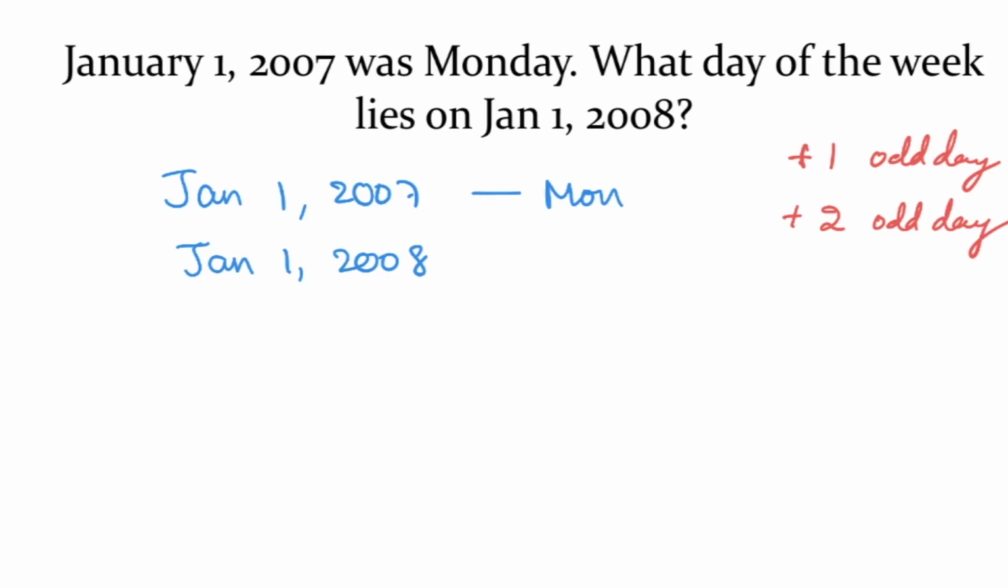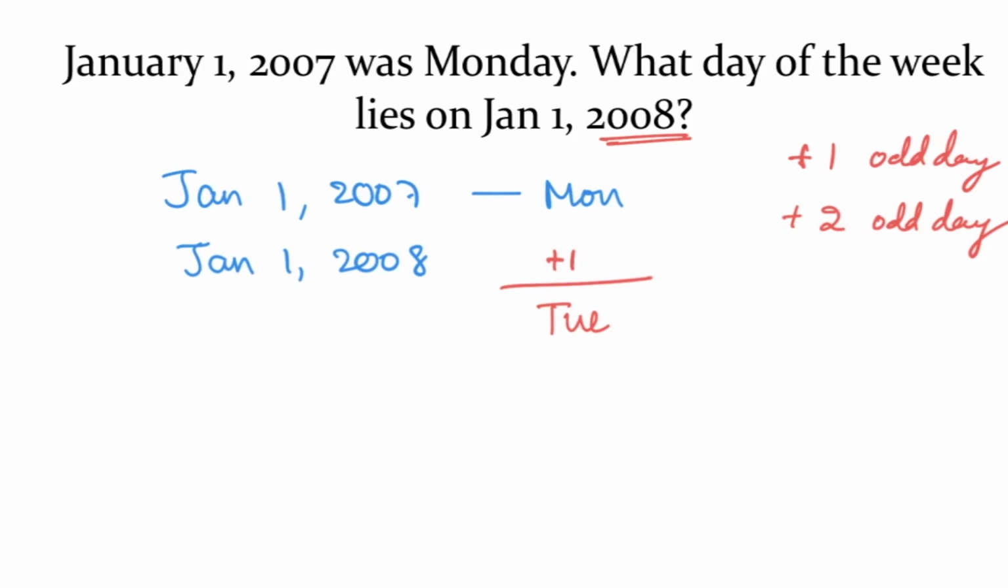Here, in between 2007 and 2008, 1 day will be added because, although 2008 is a leap year, the extra odd day is counted from February 29 onwards. From February 29 onwards, we add 1 day. So the answer for this problem is Tuesday.